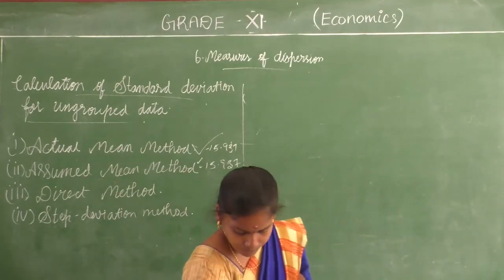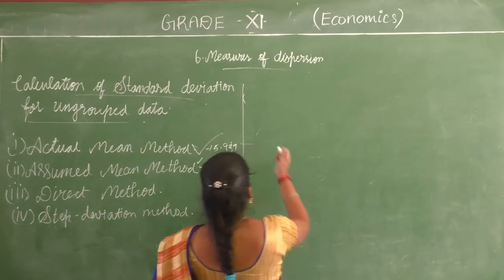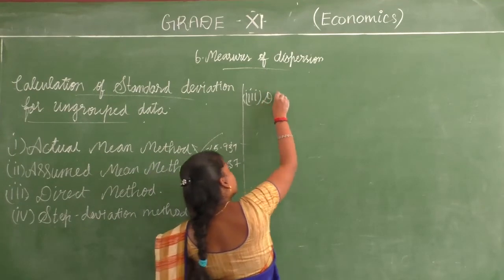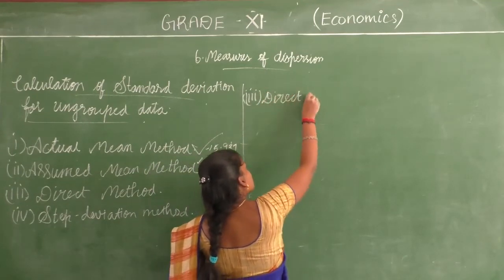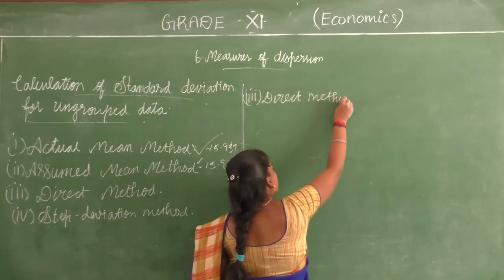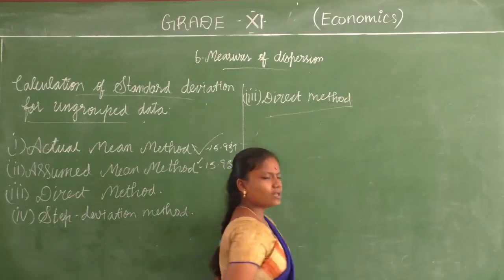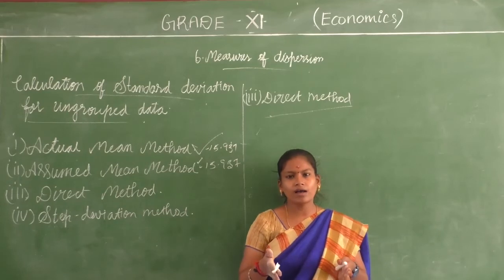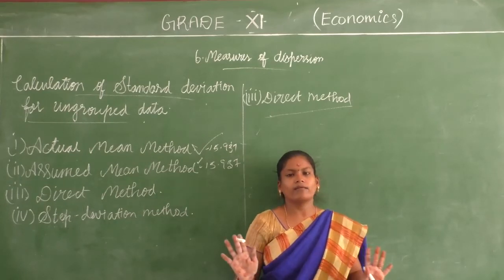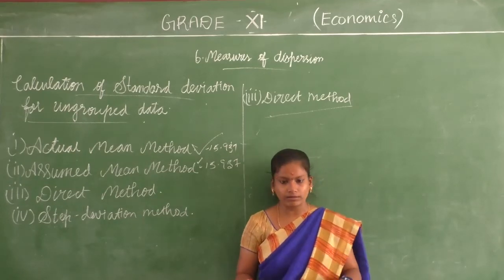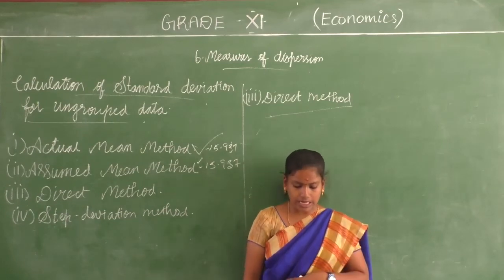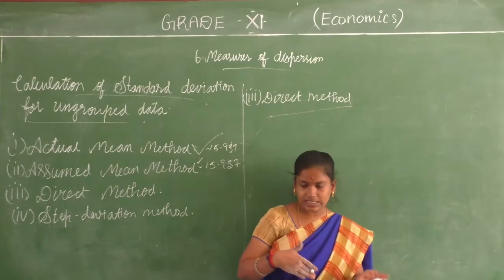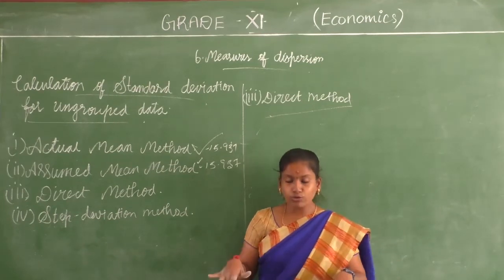So we are going to move on to the third method, which is going to be your direct method. Usually how do you do direct method? We actually have sigma x by n, that's all, or sigma fx by n, that's all. We usually have like that. Here in direct method also we are going to have directly x squared, then root of those values.